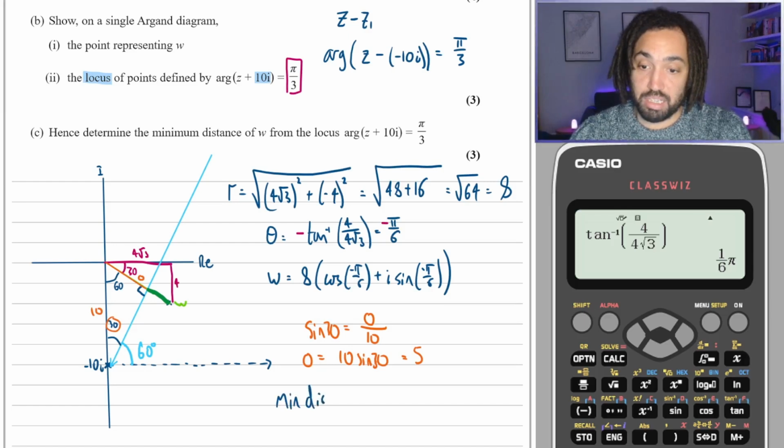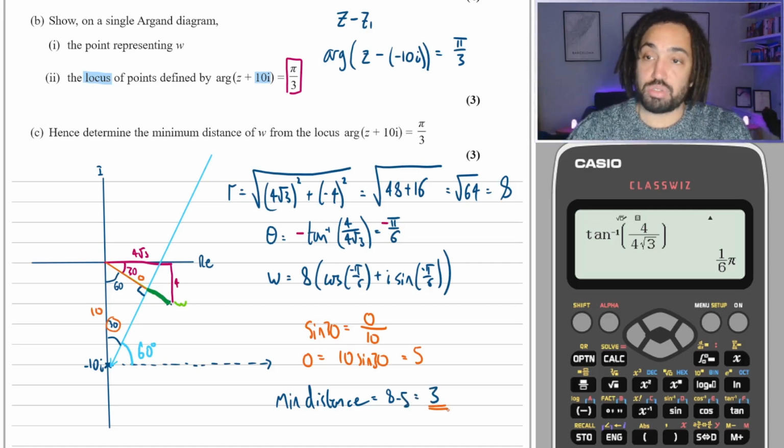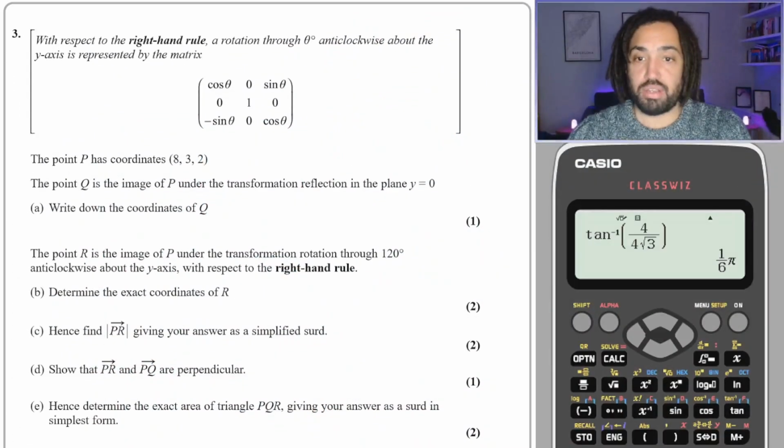So min distance is equal to 8 minus 5, which is 3, and that is a wrap. Sweet. Okay, next question. We've got a rotation, which they've given us. Very nice of them. And we've got a point P, and we want Q, which is the image under the transformation reflection in the plane y equals 0.